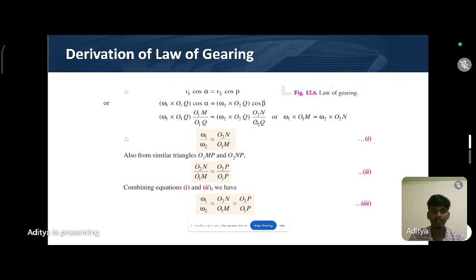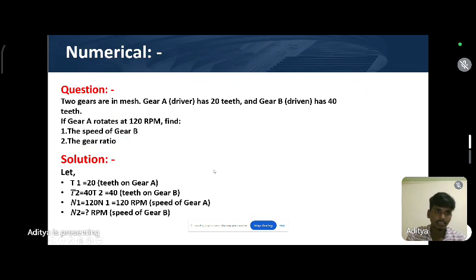Here we see the derivation of this. V1 cos alpha is equal to V2 cos beta. V1, the velocity, is equal to omega, the angular velocity, times the perpendicular distance, then cos alpha. This is the derivation of the law of gearing.